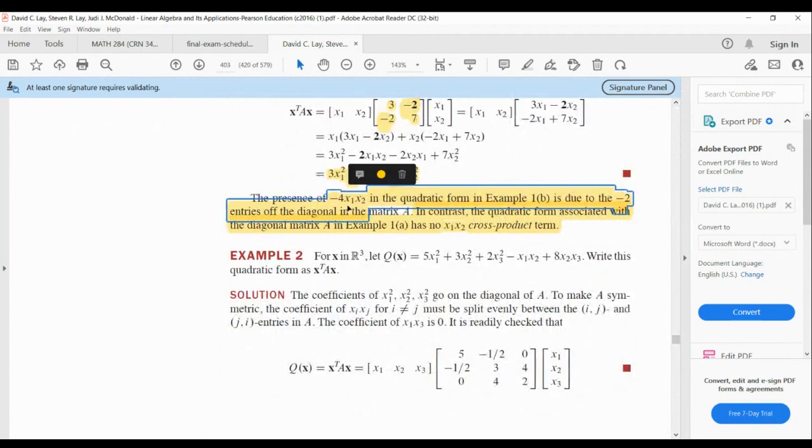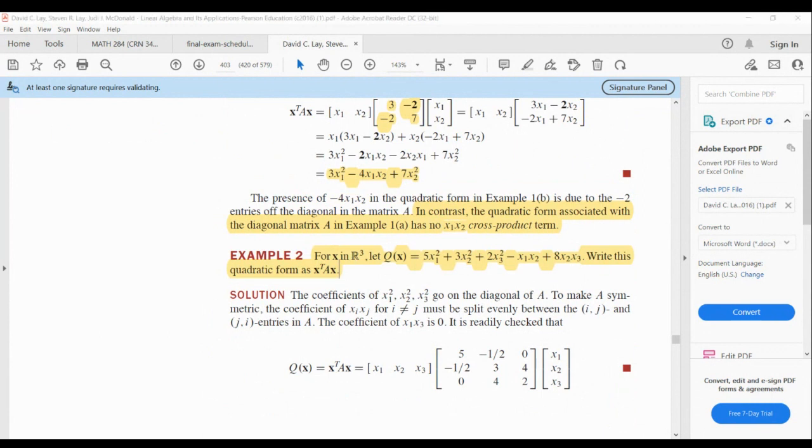So example 2 here says, for this vector x, they give you the quadratic form, and they want you to write the quadratic form as x transpose times A times x. Well, that means you have to identify what the matrix A is. It's going to be a 3 by 3, and it has to be a symmetric matrix. And they write out the matrix A here.